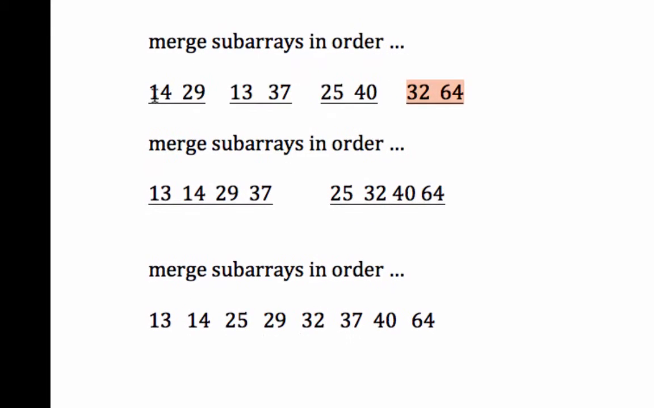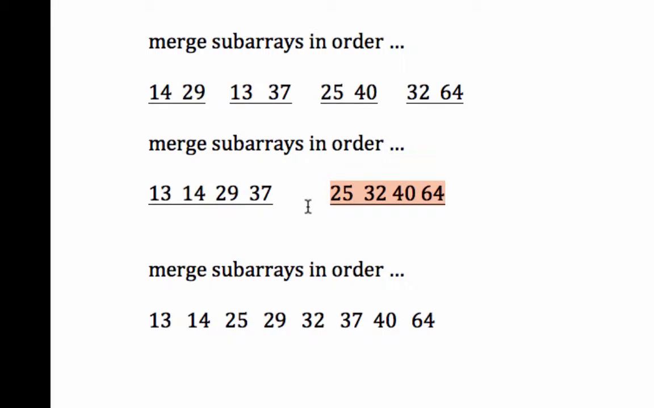Next step, merge these 2 subarrays into a subarray of length 4. And that's exactly what I have done here. And I have, again, inserted the values in order. And then I'm going to take the next 2 subarrays, which are these 2, and I'm going to merge them into an array of length 4 where all the 4 values are going to be in increasing order.